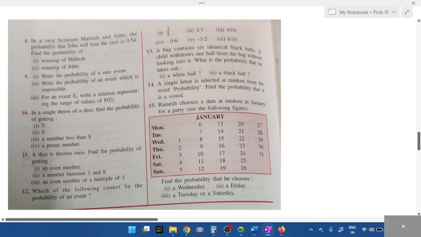All these are easy, students. 8, 9, 10. What's the time? 11, 12, 12. Okay. Try the eighth one.